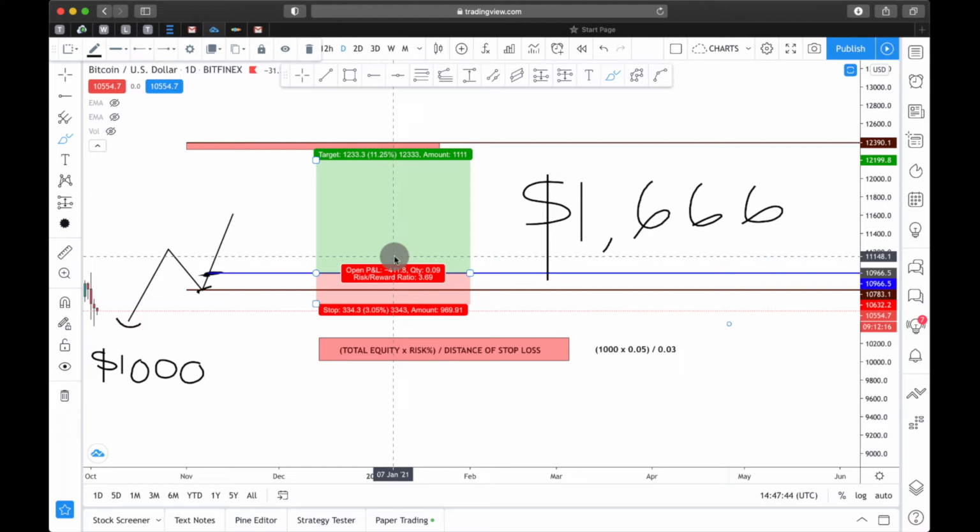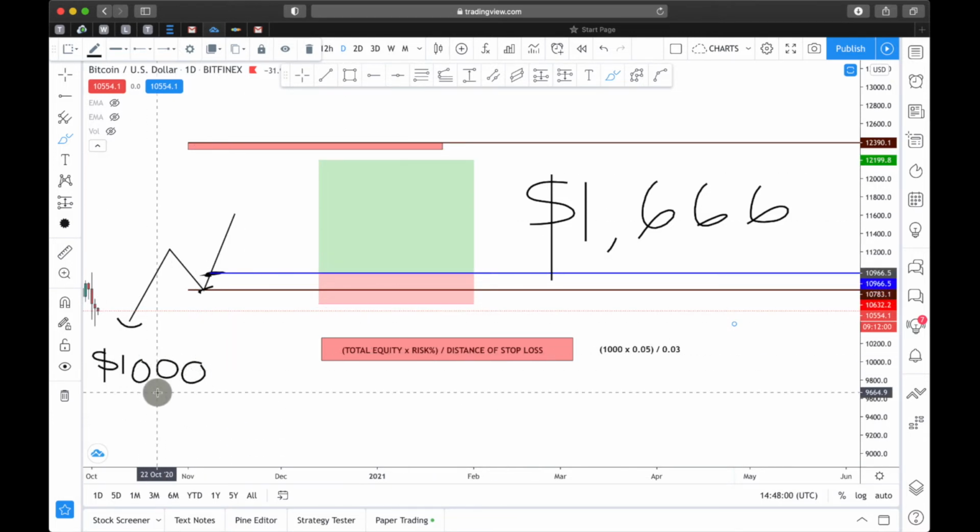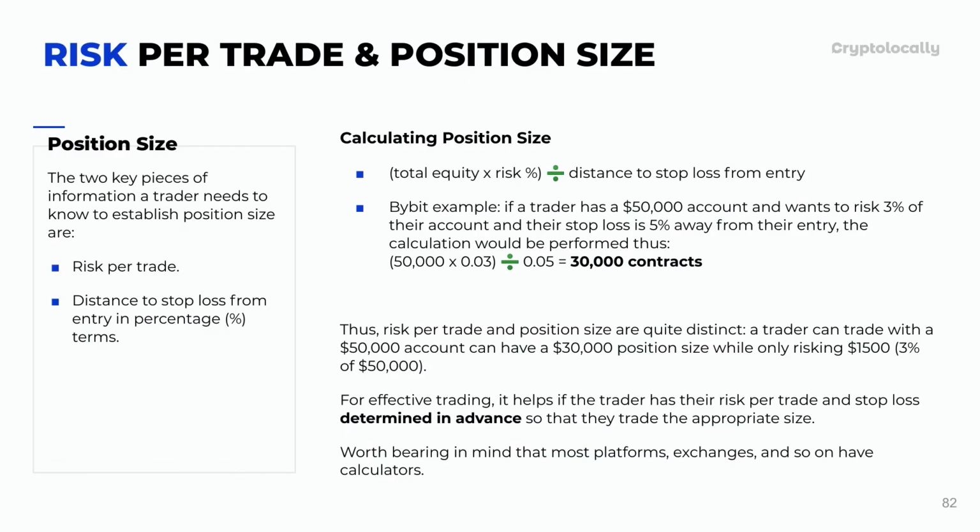Please don't forget, in any trade, you want to first determine, okay, where am I entering? Where is my stop loss? Where is the place I believe I'm wrong? If the trade doesn't go my way, where is my target? And then what's my total equity? So that is how you calculate a position size.